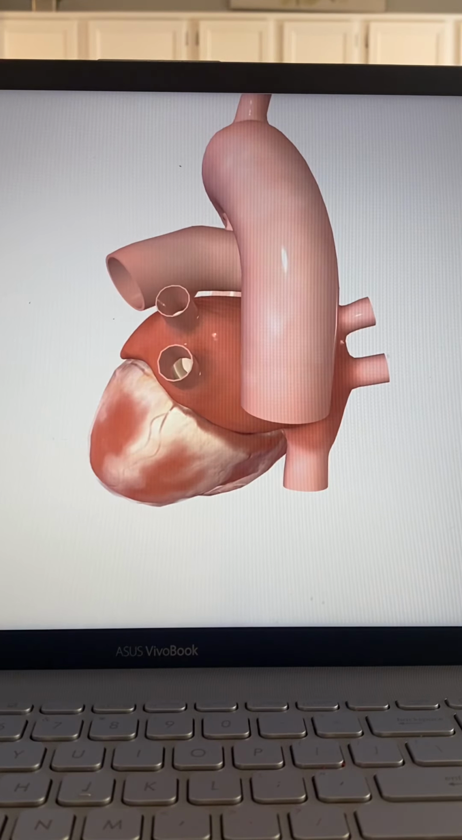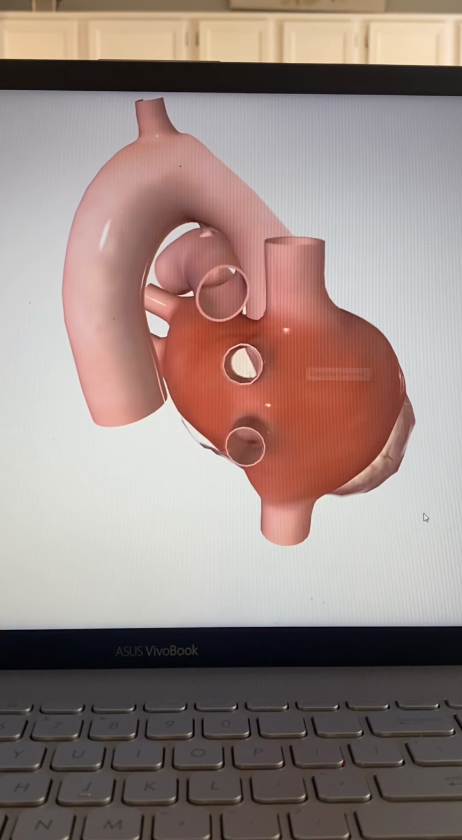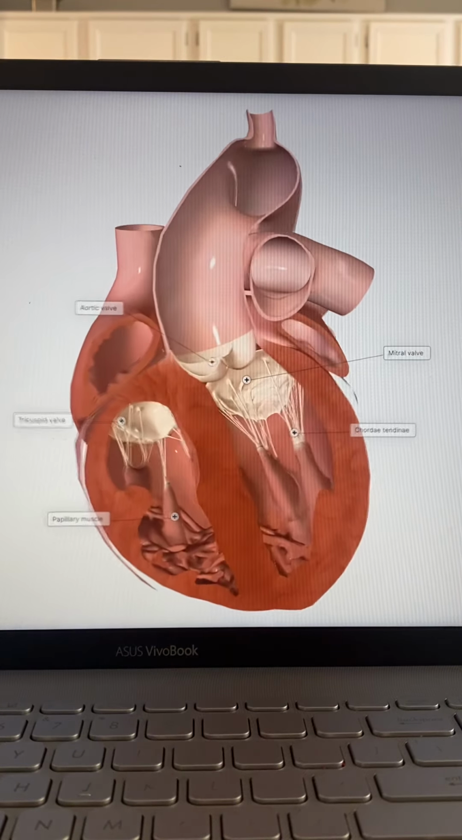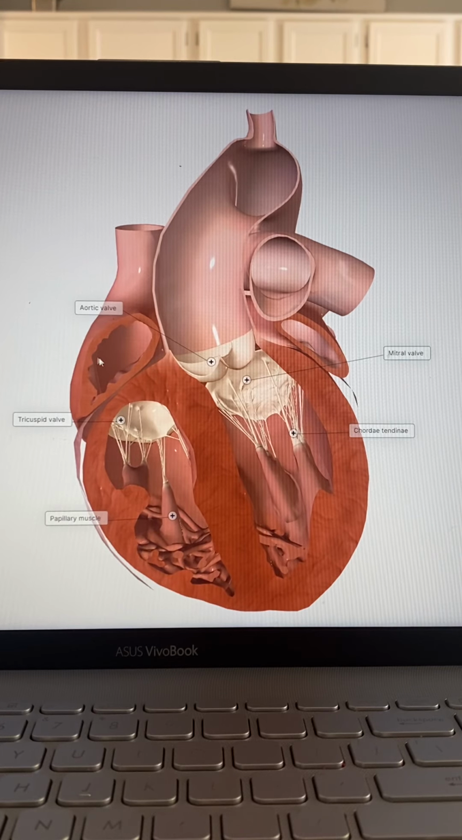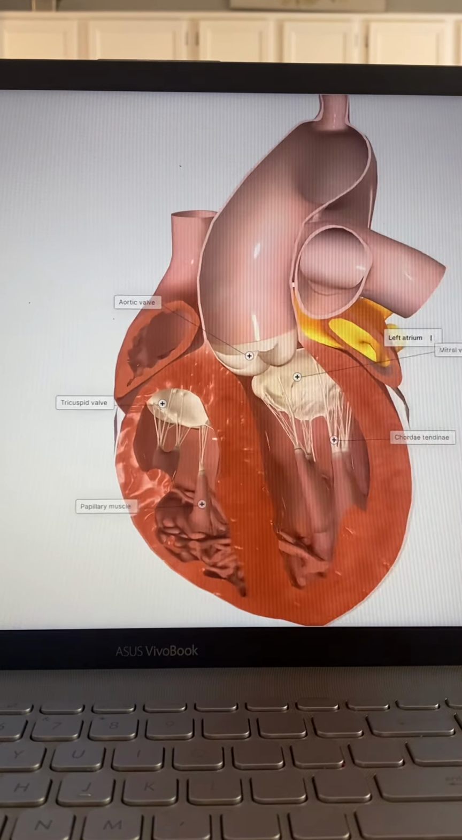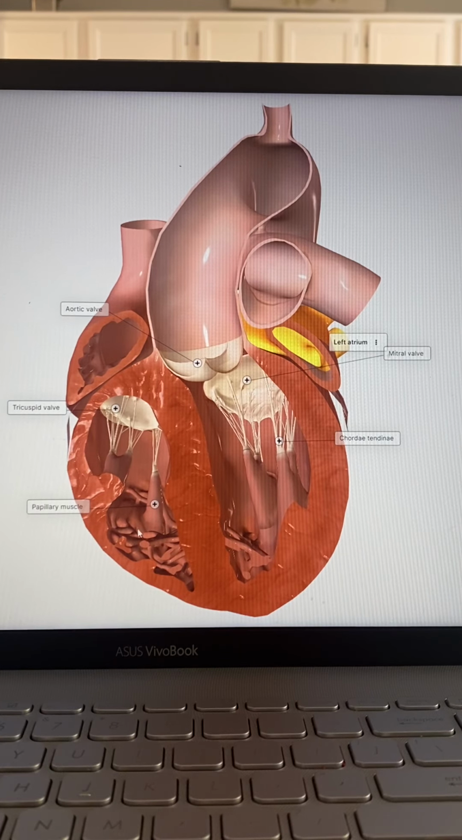The heart could actually be divided into 4 different chambers. You've got your right atrium, you've got your left atrium, you've got your right ventricle, you've got your left ventricle.